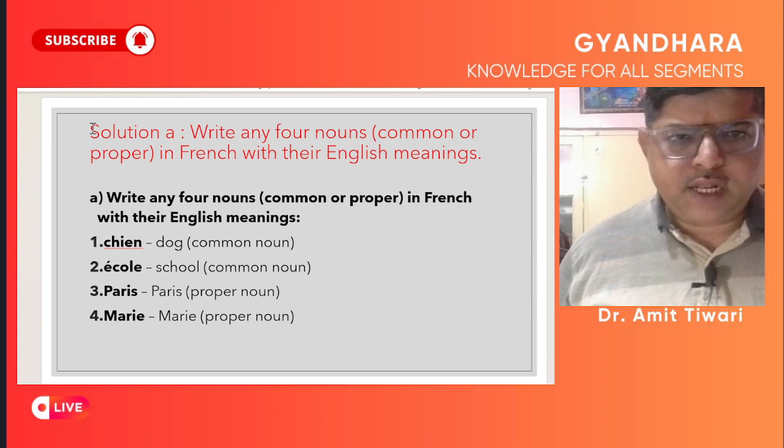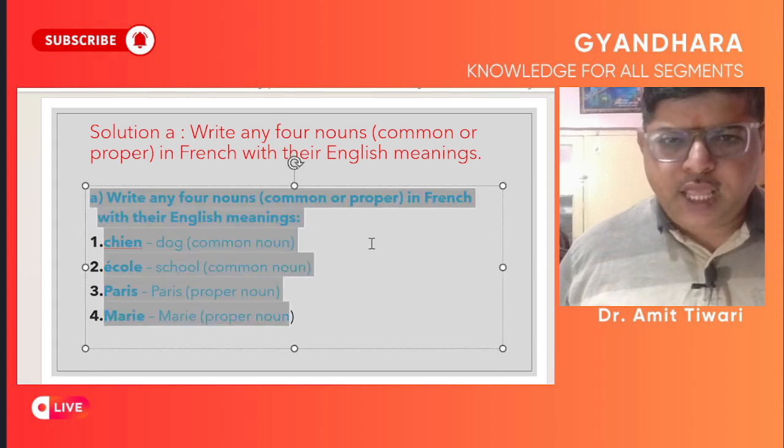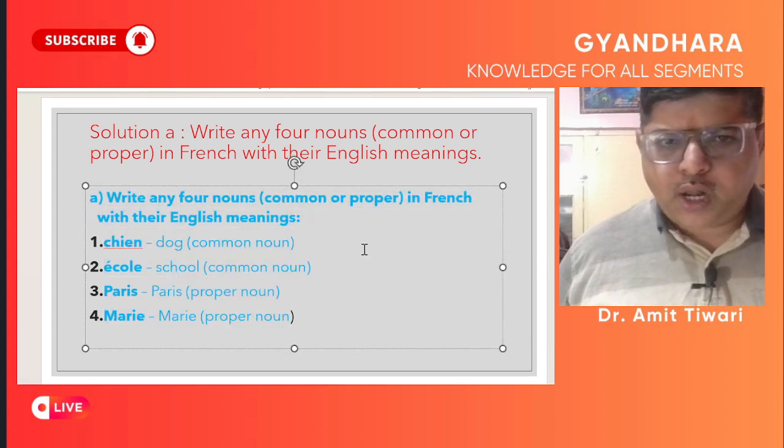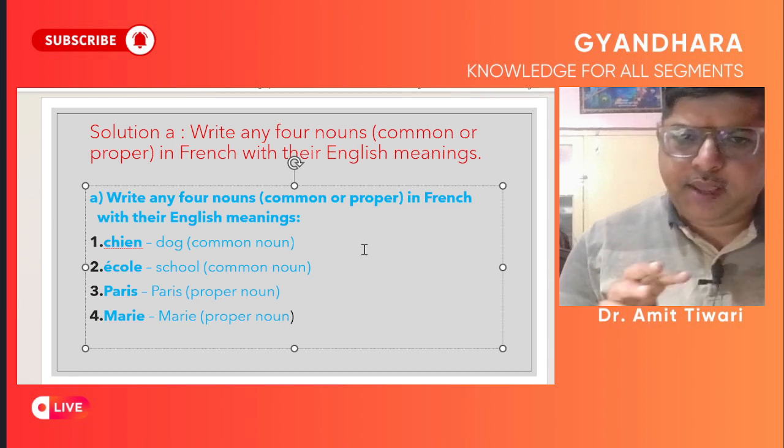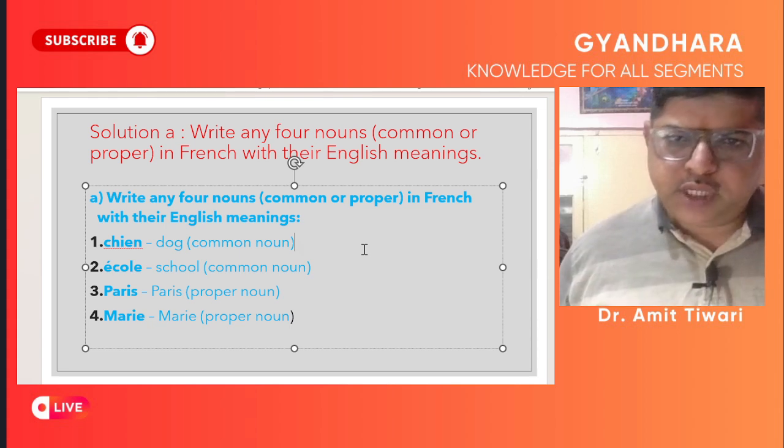Solution 1 is for question number 1, that is part A: write any 4 nouns, common or proper, in French and their English meaning. While writing this, what do we mean by a common or proper noun? A noun may be the name of a person, a place, or an individual, maybe a living being, that is an animal or a human being. So these are the proper and common nouns in the French language.